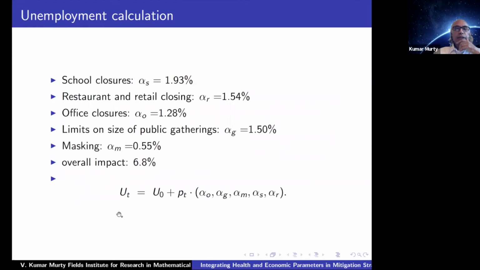So here are the numbers that they came up with. For school closures, it's 1.93%. Restaurant and retail closing is 1.54%. Office closures, these are the numbers. So you get a certain vector of impact on unemployment of the various interventions. P sub t is your policy vector. Something is on or off, so you take the dot product, and that gives you the resulting change in unemployment as a result of this policy choice, this policy vector.